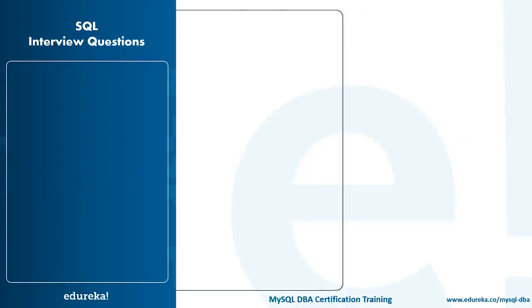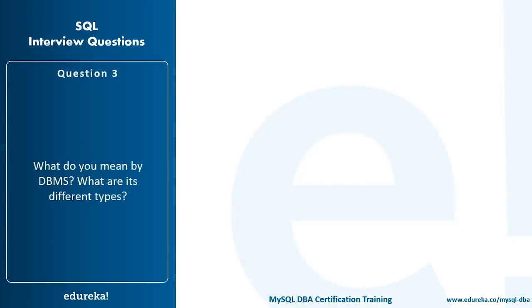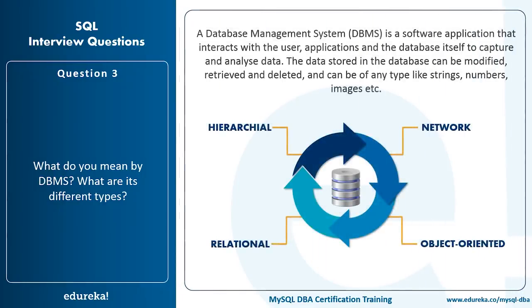Now moving on to our next question, that is, what do you mean by database management systems and what are the different types of it? If I have to define the database management system for you, then a database management system is a software application that interacts with the user's applications and the database itself to capture and analyze the data. The data stored in a database can be modified, retrieved, and deleted and can be of any type like strings, numbers, images, etc. So you can basically store any kind of data.